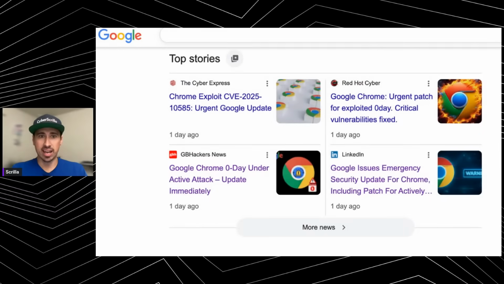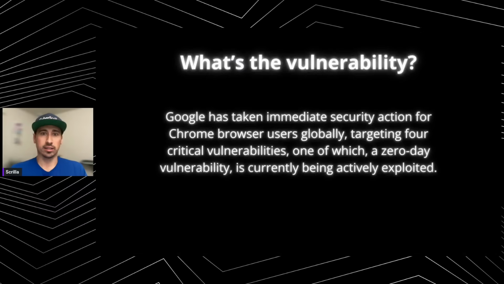So there is currently a massive Google Chrome exploit. There's actually four exploits, but one specifically that is a massive risk. So the vulnerability is: Google has taken immediate security action for Chrome browser users globally, targeting four critical vulnerabilities, one of which, a 0-day vulnerability, is currently being actively exploited. Okay, so 0-day vulnerability basically means that the vulnerability was released and came out before Google had time to address it. They had 0 days to address it, and is currently being exploited, meaning people have already been affected by this. And anyone can be affected by it who uses Chrome or even Brave browsers as well.